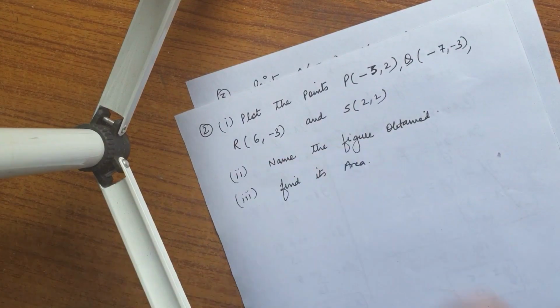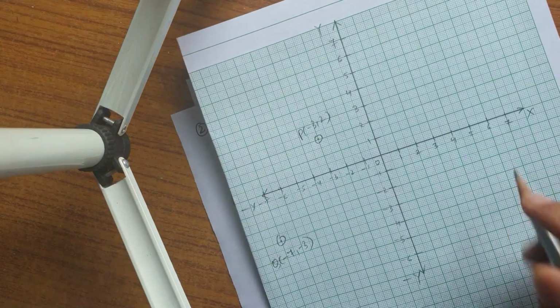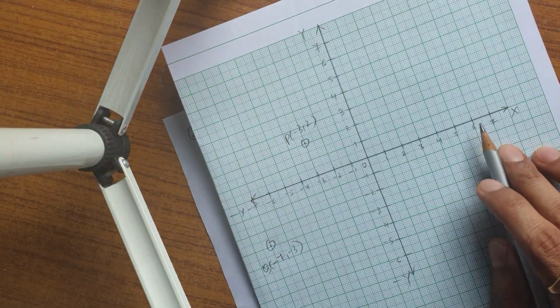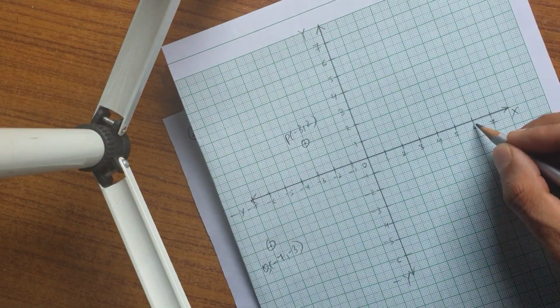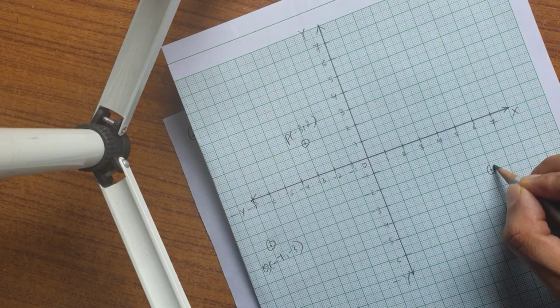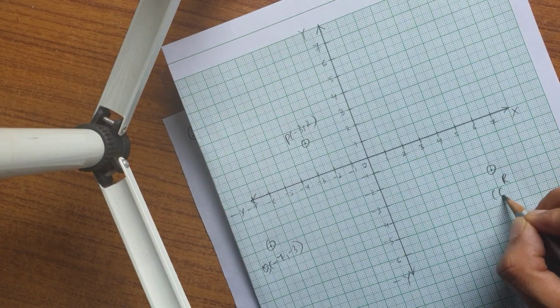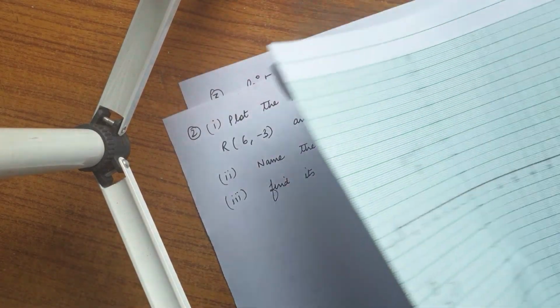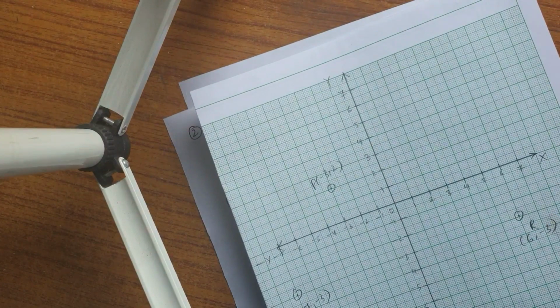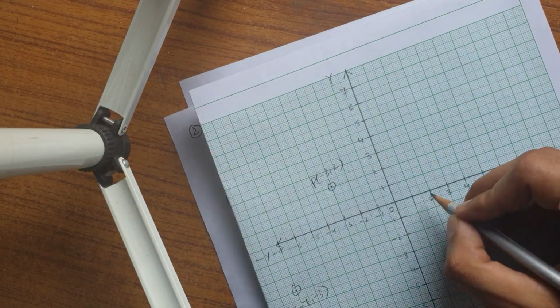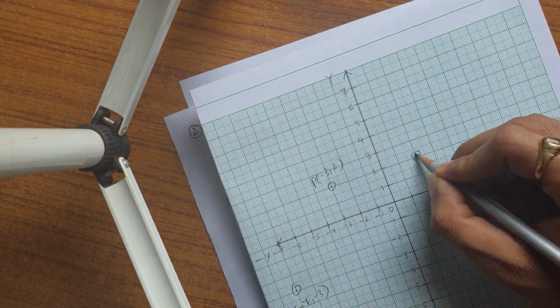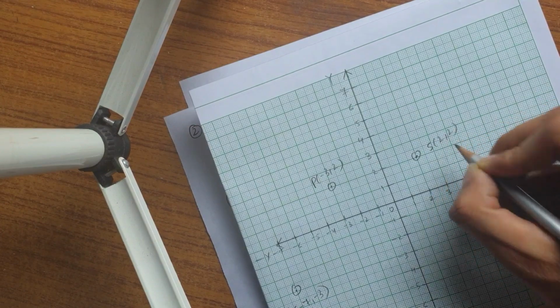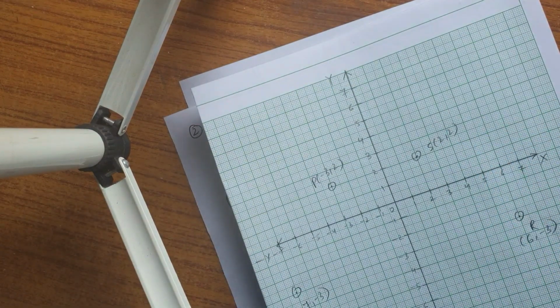The next point, children, is R (6, -3). So x is 6 and y is minus 3. So it will lie somewhere here. So this is your R and the point is (6, -3). And the next point, children, is S, that is (2, 2). So (2, 2) will lie in the first quadrant. So x is 2, y is also 2. It is your S and the point is (2, 2).